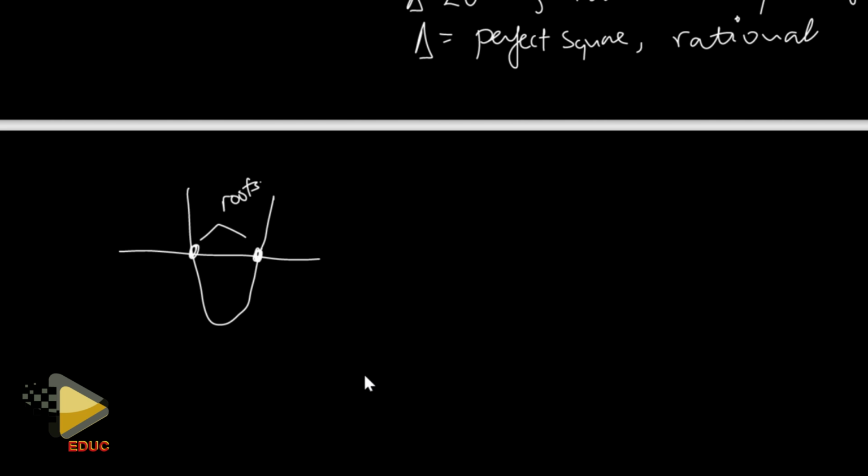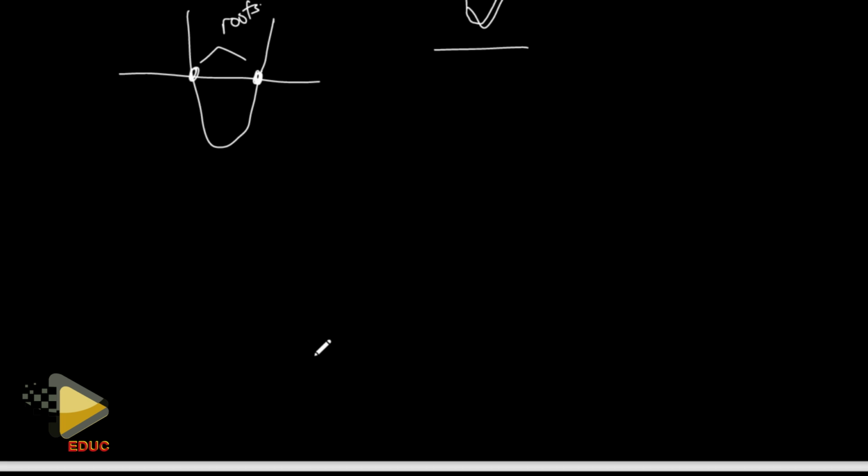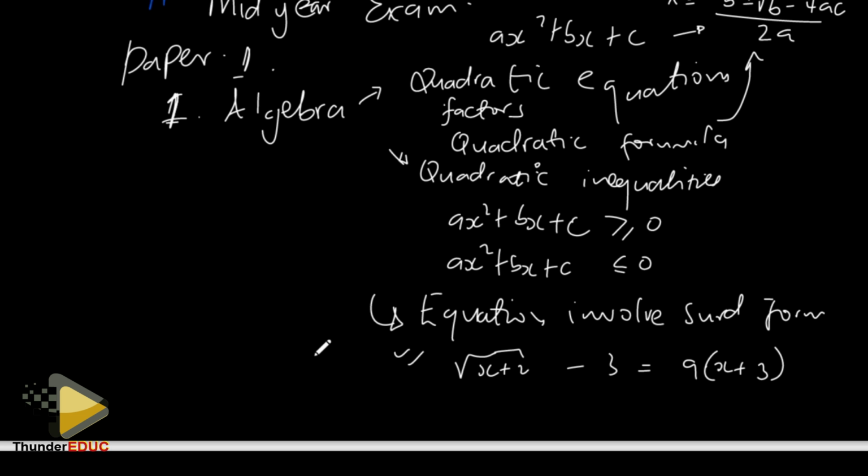So in other words, we shall be discussing the nature of these roots. Are they equal? And so on. For as long as the parabola is not cutting the x-axis, then the roots will be imaginary. That does not mean that the parabola does not exist. The parabola exists, but it does not cut the x-axis or the horizontal axis. So that is topic number 1.